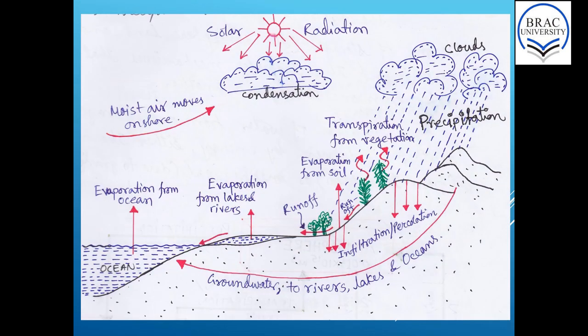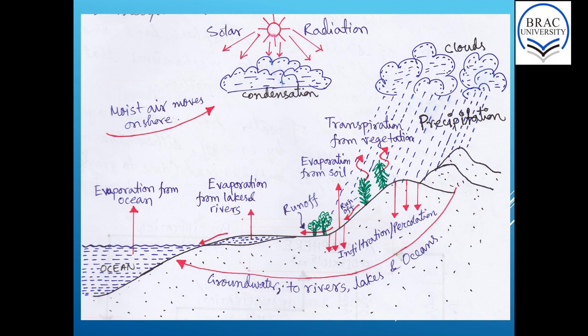This is the diagram of the hydrologic cycle. There are different processes involved in the hydrologic cycle, like evaporation, transpiration, evapotranspiration, condensation, precipitation, interception, infiltration, runoff, and groundwater flow. So there are different processes involved here.